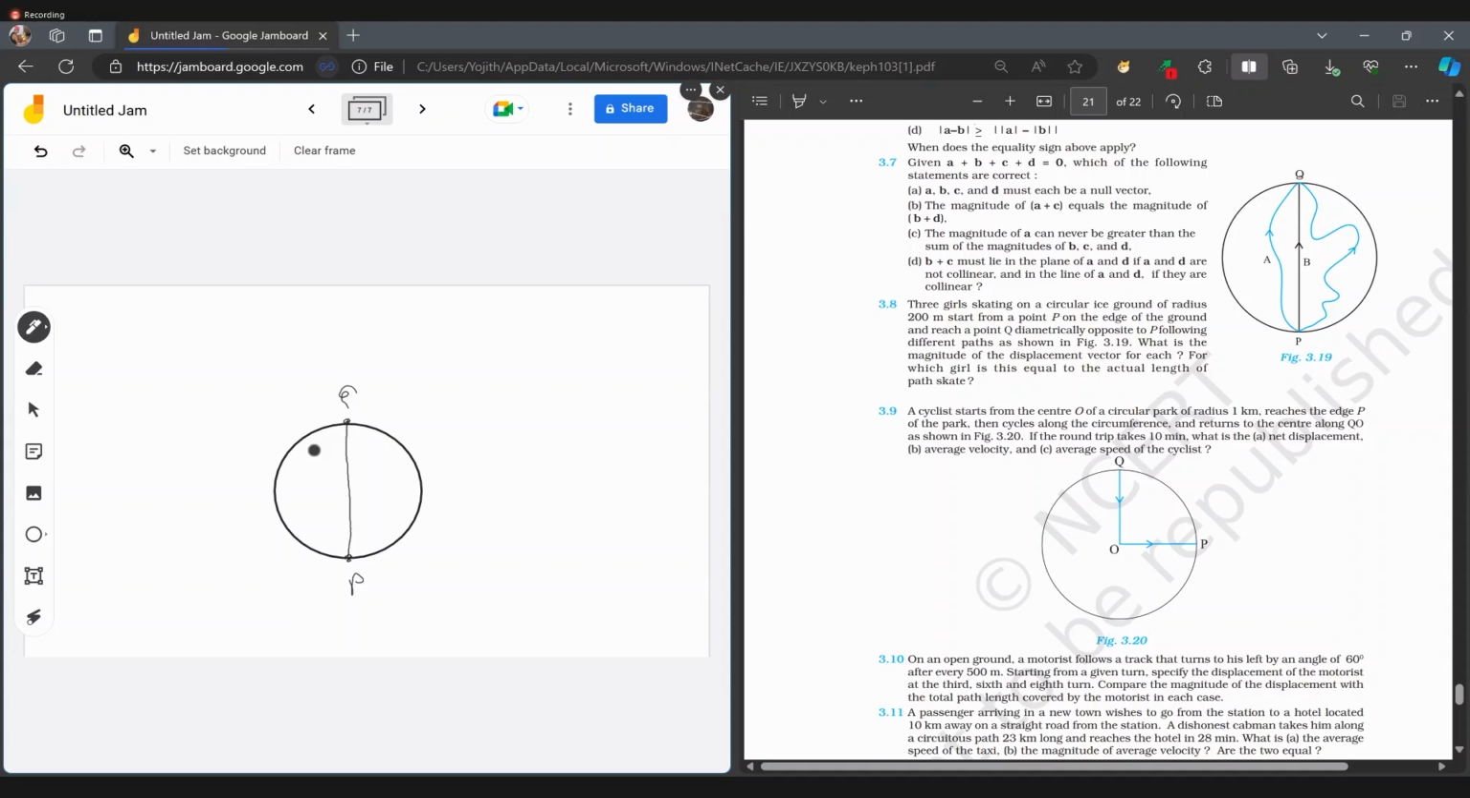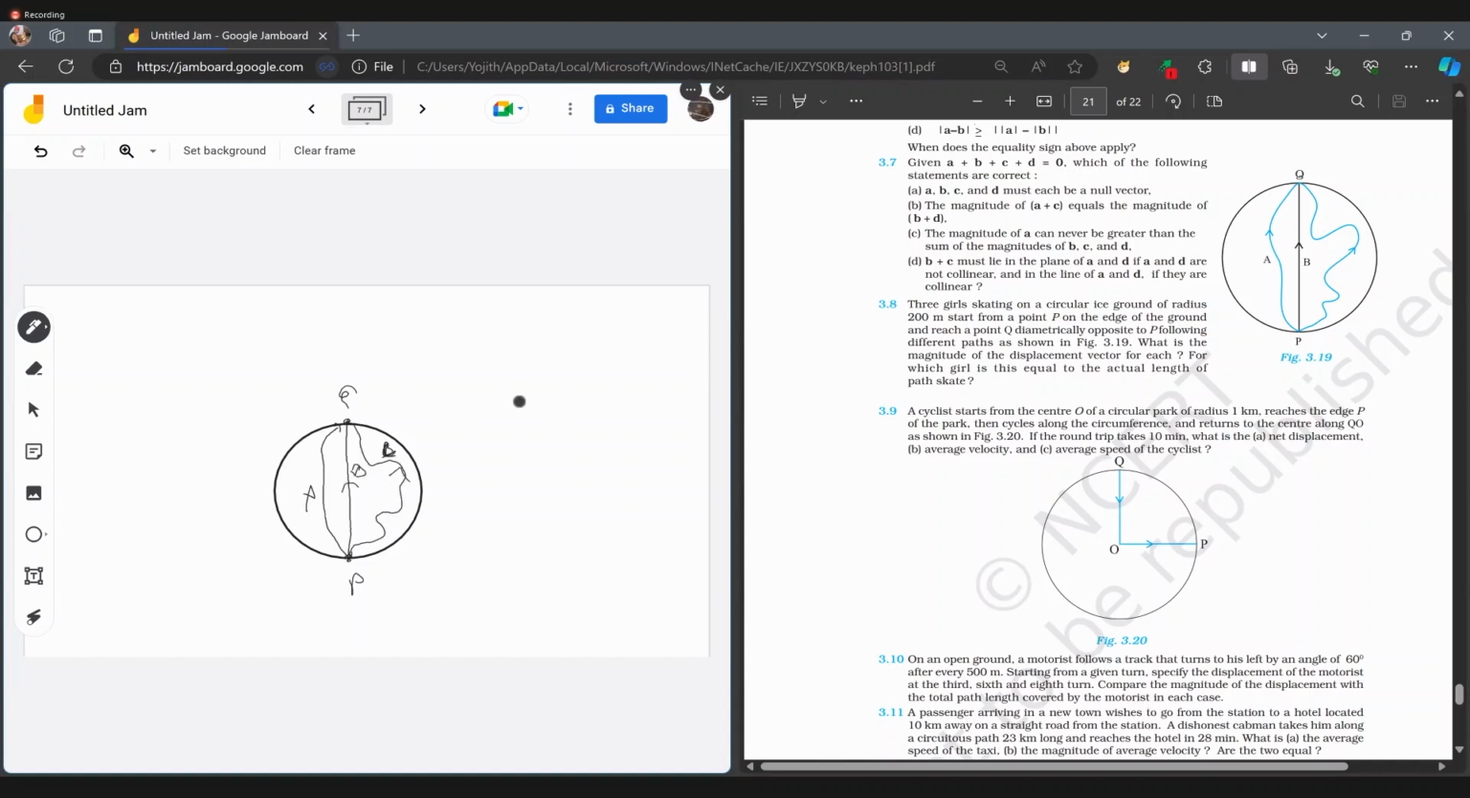A is following the path of this. This is the path followed by A, and B is following this path. Sorry, C is following this path, while B is following the diameter. Okay.